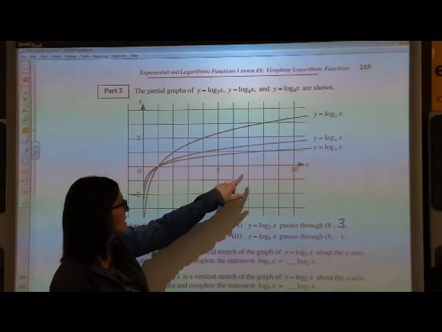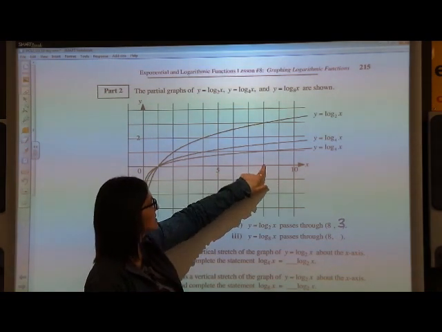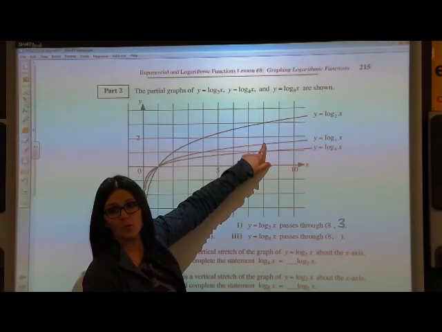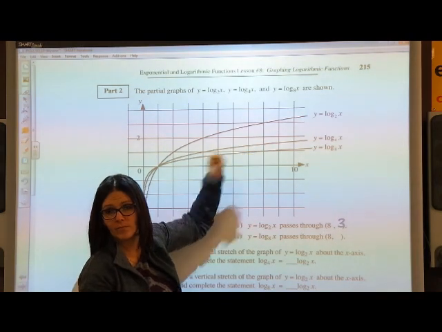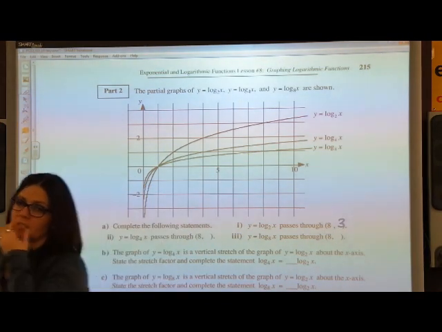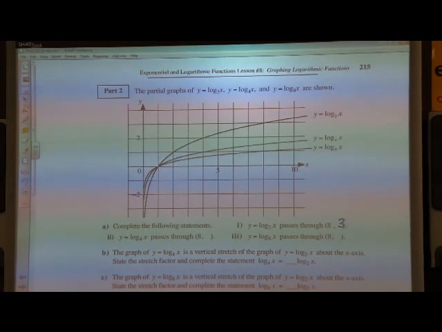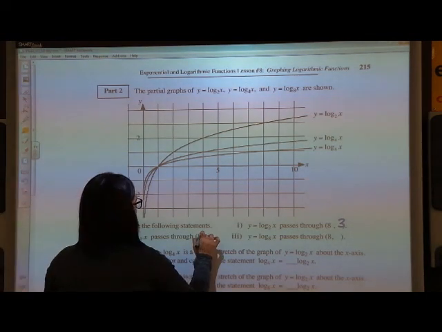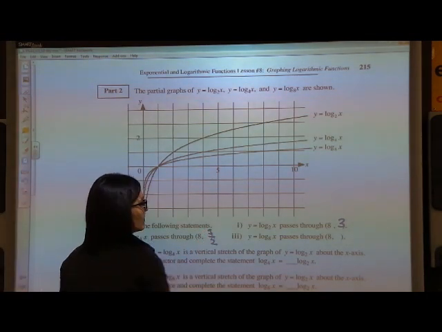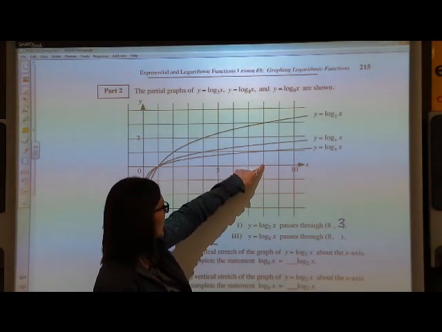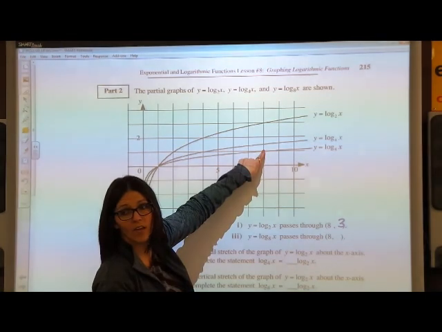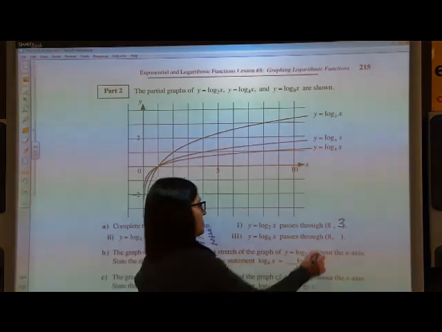In the graph, log base 4 of x, when x is equal to 8, what is it equal to? What's the y value this time? 3/2. And log base 8 of x, when it passes through 8, the y value is 1.